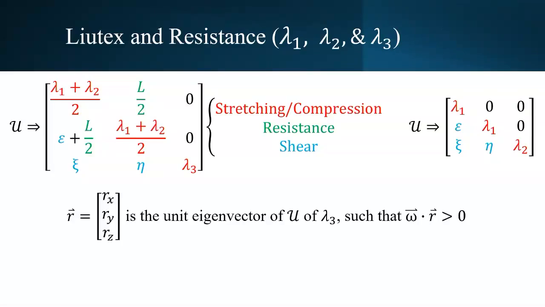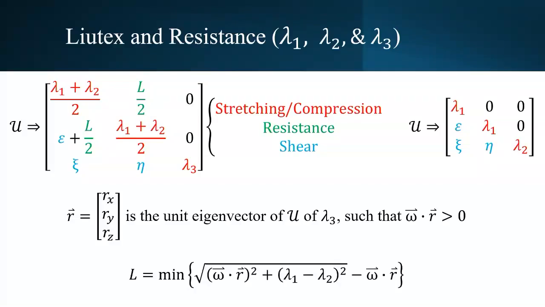To calculate this one, first we need the eigenvector for lambda 3. Again, we require that this is a unit eigenvector, and omega dot r has to be positive. After we calculate the 3 different resistances, we pick the minimum of them.